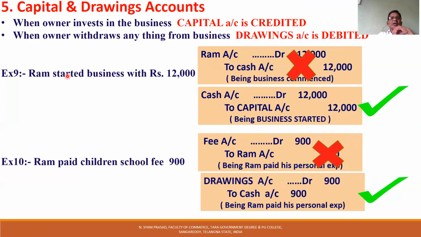Rama started business means Rama is giving 12,000 to business, so cash is coming in, cash account is debited, and the giver Ram capital account is credited. So the capital account and drawings account are personal accounts. You have to remember this by this example. This is a very, very important journal entry. The capital account and drawings account are personal accounts of the owner. Owner represents two accounts. Whenever he gives anything to the business, his capital account is credited. Whenever he takes away from the business, his drawings account is debited. This is very, very important.